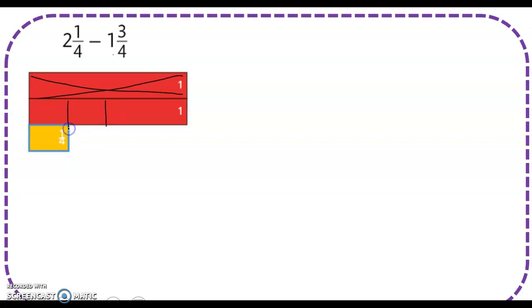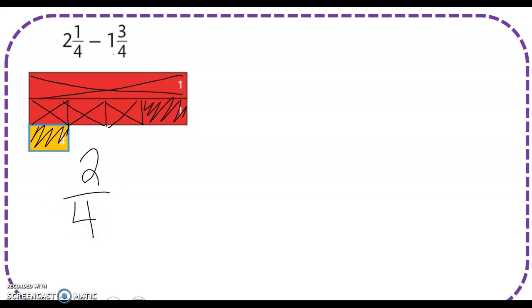I'm going to break this up into fourths. Now I have 4/4. I turn my whole into 4/4. We took away the 1 whole, and now I'm going to take away 3/4. Take away, take away, take away. I'm left with 1/4, 2/4. That's my final answer. So let's take a look at when I set up my mixed numbers.